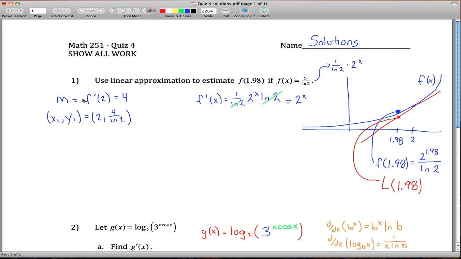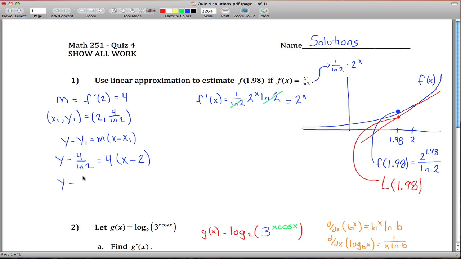So now we have all the information we need to calculate the equation of this red line. That won't be our answer, but that'll get us really close to our answer. So we have a point on the line and a slope. I think the easiest way to do it is to use point slope form. If we plug in all of this information into this formula, we get y minus 4 divided by natural log of 2 equals m, which is 4, times x minus 2.